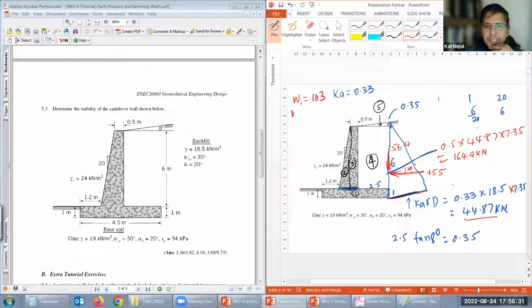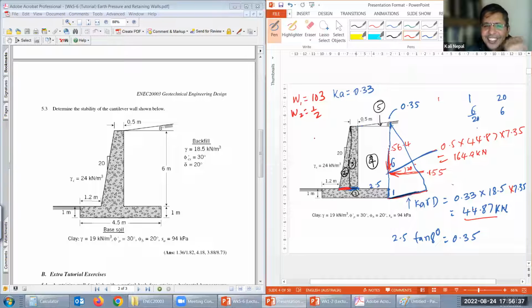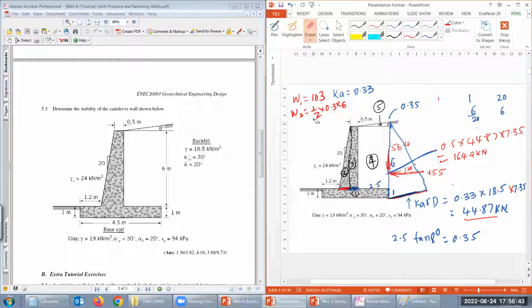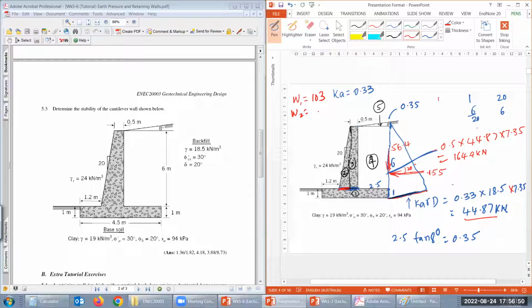Let's do W2 first. W2 is half the base, which is 0.3, times height 6, so 0.9. Multiply by 24, it's 21.6 kilonewton.